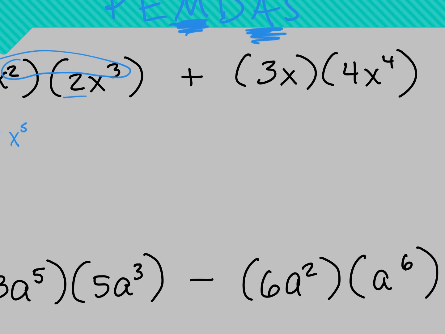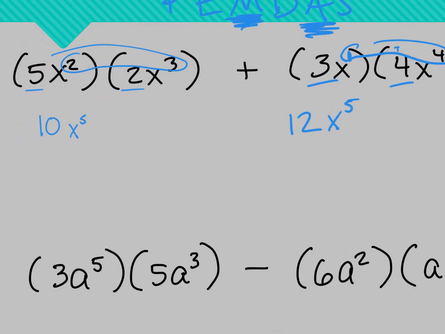What do I multiply first? The numbers. 3 times 4? 12. What's x times x to the 4th power? X to the 5th power, because remember this has an exponent of 1. 1 plus 4 is 5, so x to the 5th power. Now I'm adding these together. How do I add them together? 10 plus 12, so 22. I keep the exponent the same, so it'll be 22x to the 5th power.